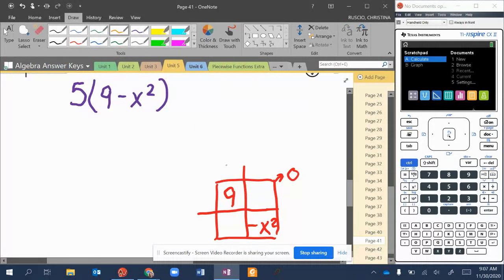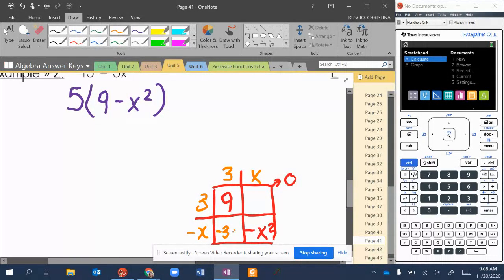What times what is 9? Well, 9 times 1 and 3 times 3. I'm going to use 3 times 3 because it looks like we have the difference of 2 squares happening here. All right, x times x is x squared, but I need for one of them to be negative in order to produce that negative x squared.